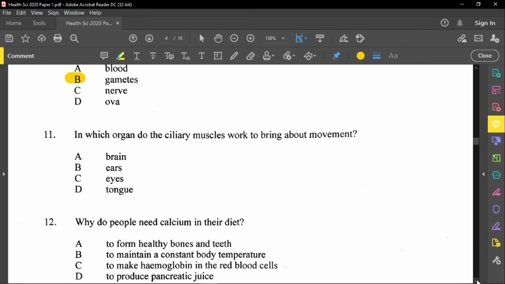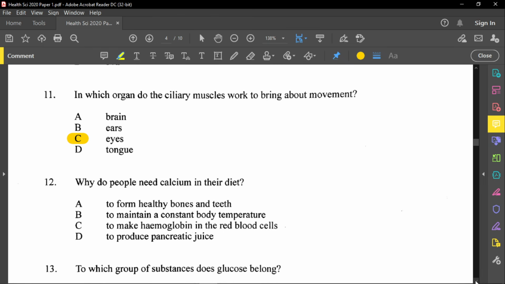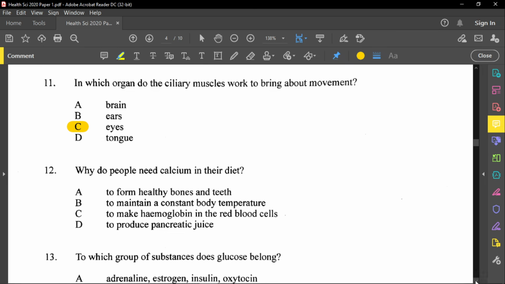Now question number 11 asks in which organ the ciliary muscles work to bring about movement. Ciliary muscles are found within the eye. Just to make a note, the ciliary muscles affect the shape of the lens, and they also work with the suspensory ligament to change the shape of the lens when you're looking at near or far objects.